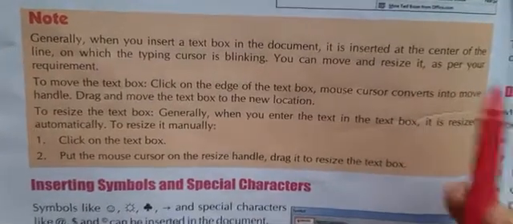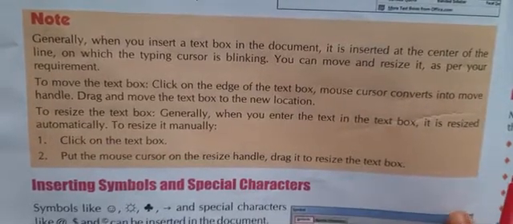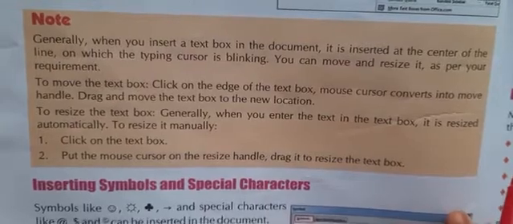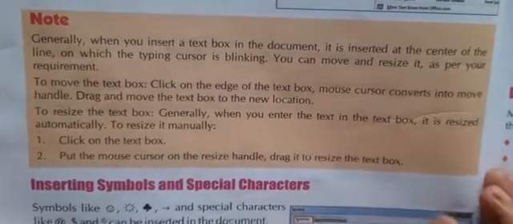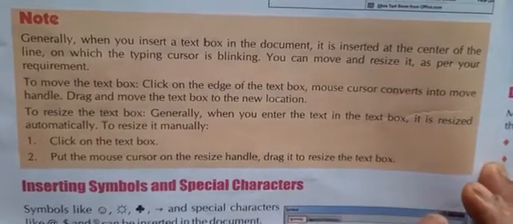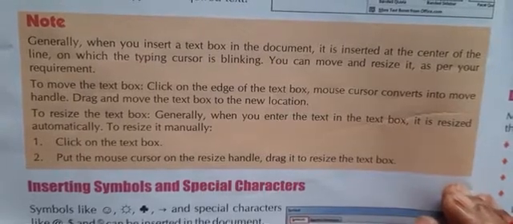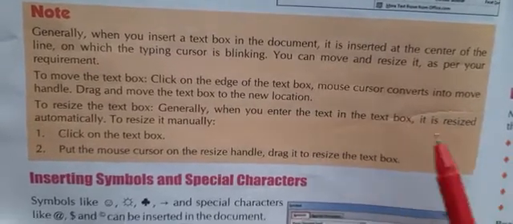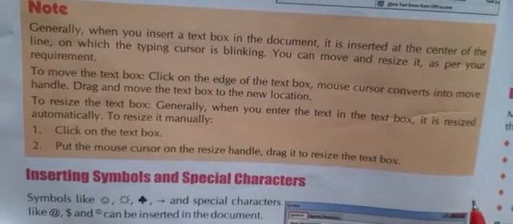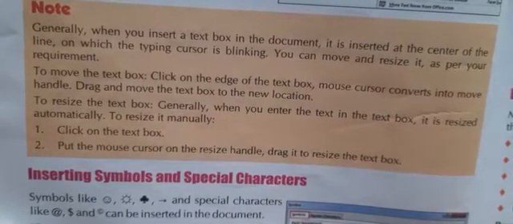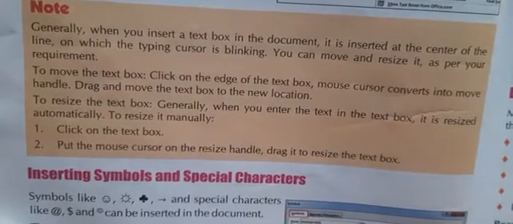Generally, when we insert a text box in the document, it is inserted at the center of the line on which the typing cursor is blinking. Now, if you want to move it and resize it, we can also do that. How can we move the text boxes? We will click on the edges of the text box. Then the mouse will convert into a move handle, and then we will drag and move the text box to the new location.